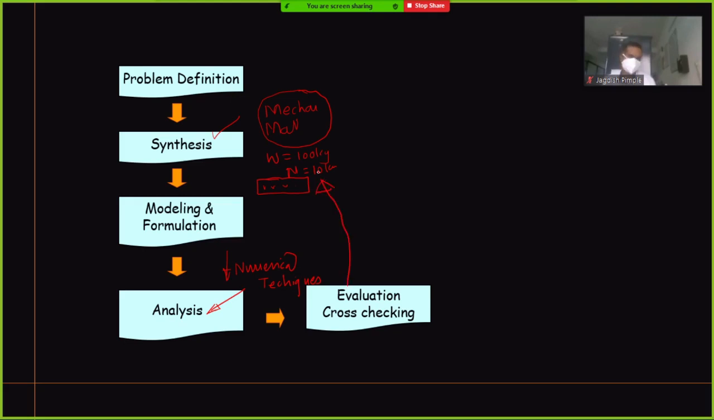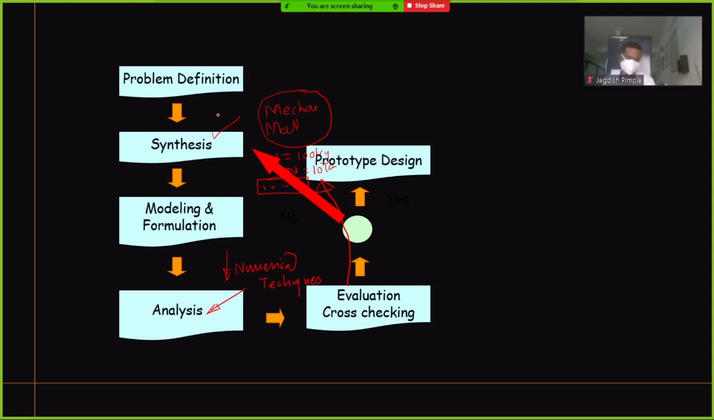If it is verifying this number, then we can go further for manufacturing and practical testing of it. So it will go in two ways. One is directly move to the prototype design, if everything goes fine. And if it is not, then you go on changing the dimensions of it. Either you change the dimension or you change the material, or things like that. Again, you go on doing this particular loop.